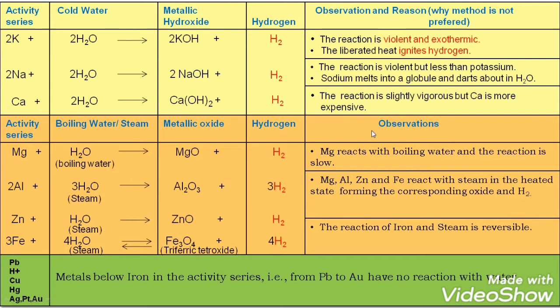Now here, magnesium reacting with boiling water, the reaction is slow, whereas Mg to Fe, when they react with steam in the heated state (that means the metal should be in the heated state), form the corresponding oxide liberating hydrogen. Whereas the reaction of iron and steam is reversible.